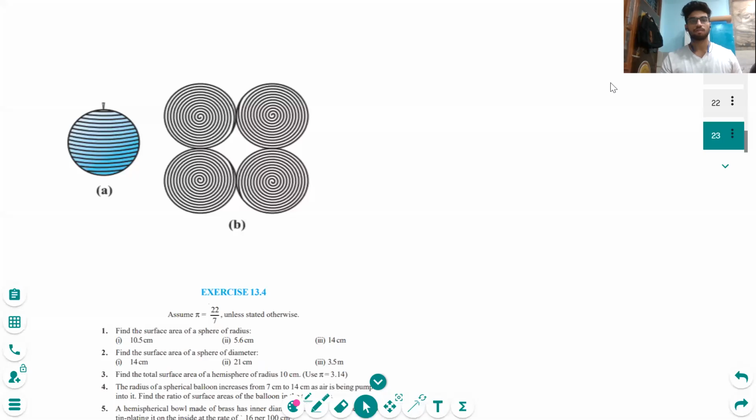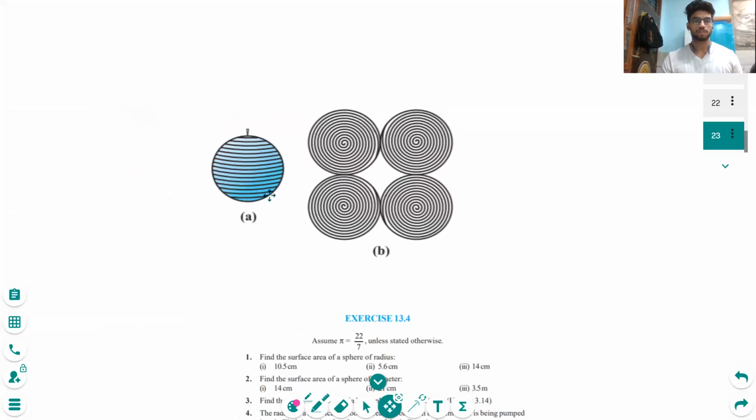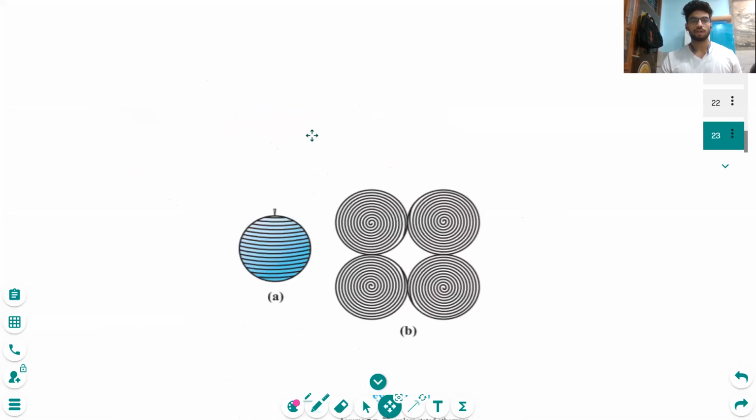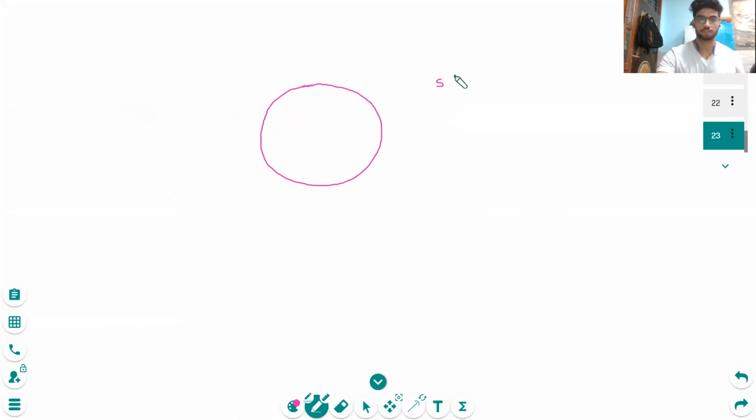In this exercise, we will be talking about, as you can see, this is a sphere, right? So we're talking about a sphere. Is a sphere two-dimensional or three-dimensional? Yes, bachcho. Is a sphere a two-dimensional figure or a three-dimensional figure?